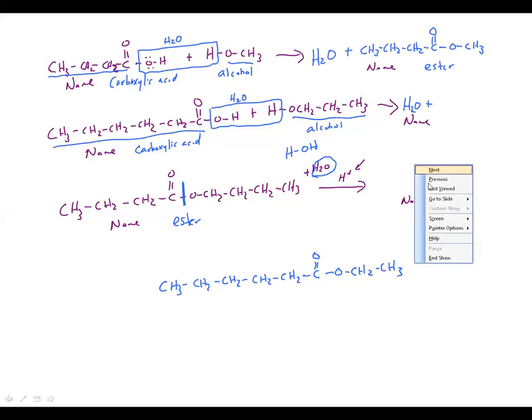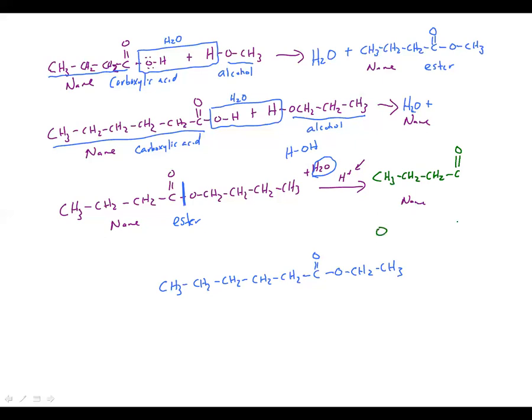And when we do that, we're just going to do the same thing. We're going to draw each of the parts just like it is there. So CH3, CH2, CH2, and a carbon-oxygen double bond. I'll draw the other part, which is our oxygen, CH2, CH2, CH2, and CH3.